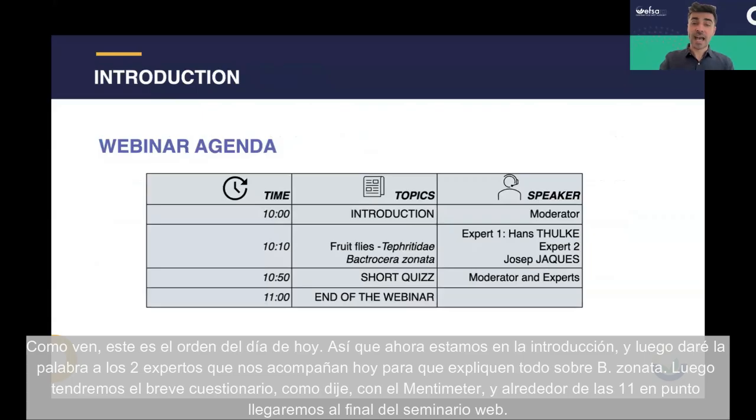As you see, this is the agenda for today. Now we are in the short introduction, and then I will give the floor to the 2 experts with us today to explain all about Bactrocera sonata. Then we will have the short quiz with the Mentimeter, and around 11 o'clock, we will get to the end of the webinar.